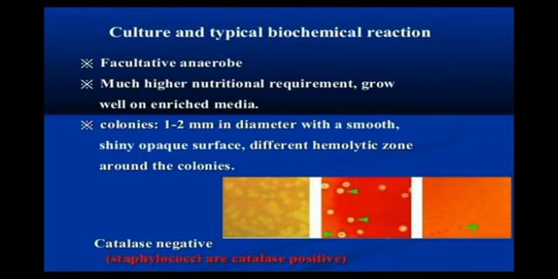So the culture and typical biochemical reaction: it is a facultative anaerobe. We already discussed facultative anaerobe. That means it is an organism which can survive with or without oxygen, and when it survives without oxygen, it will be via fermentation. It has a much higher nutritional requirement and grows well on enriched media. We have seen that Staphylococcus grows with minimal nutritional requirement, but in Streptococcus the nutritional requirement for growth will be high and it grows well on enriched media.